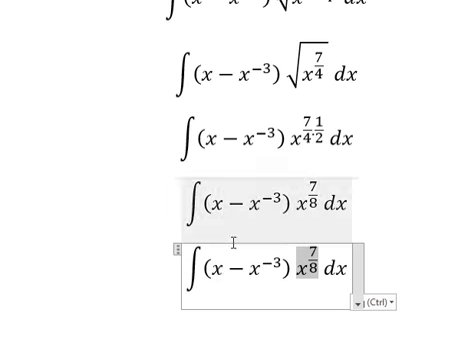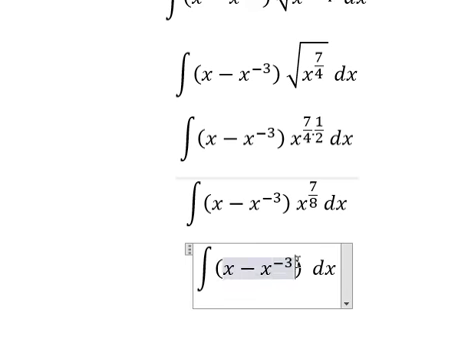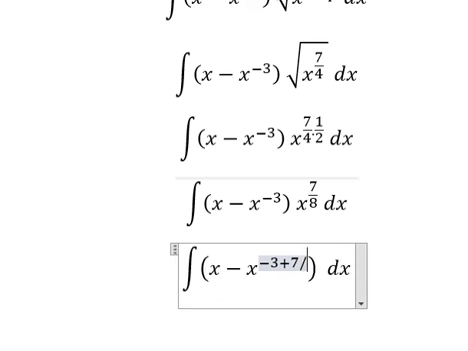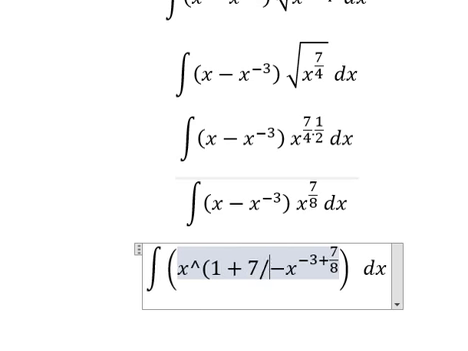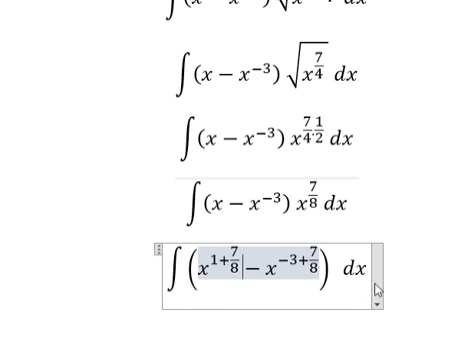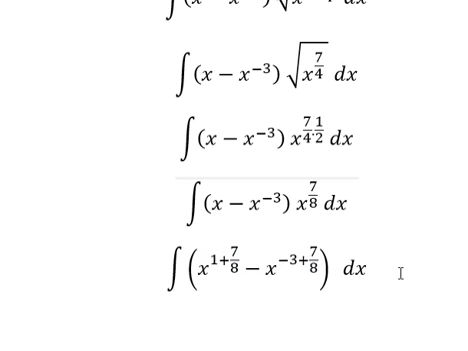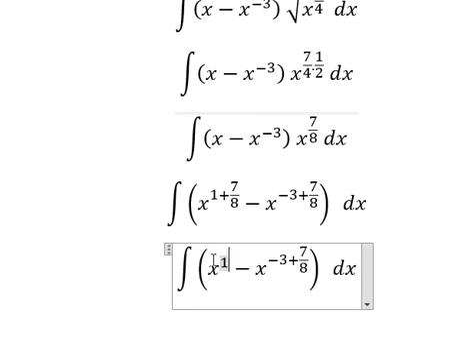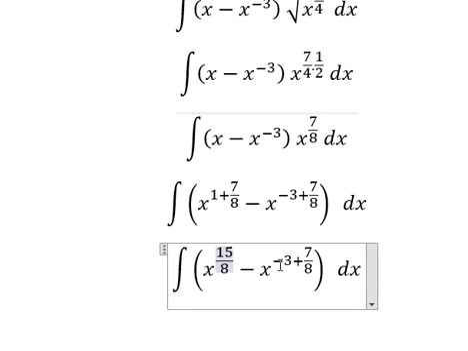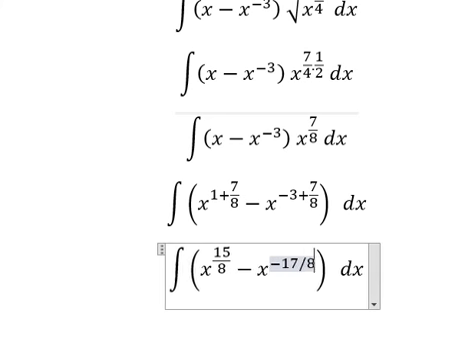So this one multiplied by x and x to the power of negative 3. So this one we have 15 over 8. This one we have negative 17 over 8.